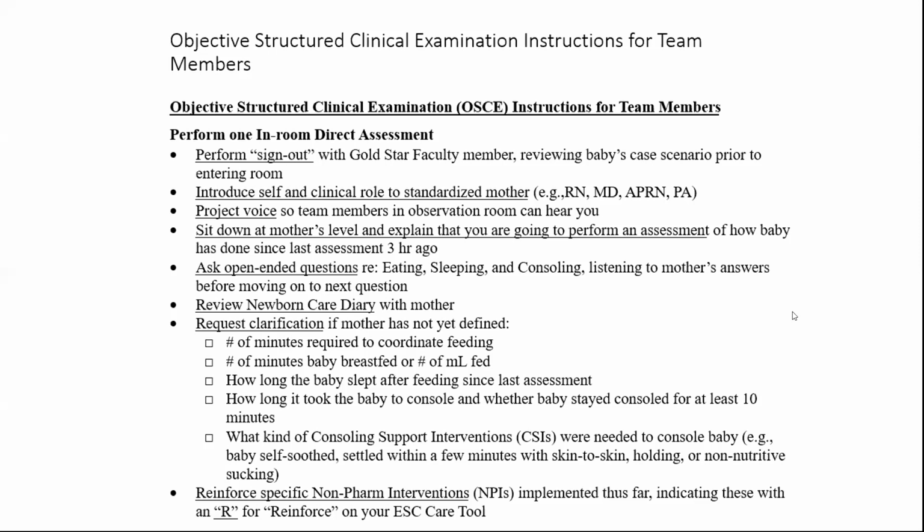So when you first meet, we'll perform a sign out, meaning we're gonna give you a little bit of a brief history before we go into the sim lab. We'll tell you about the baby scenario and stuff, very much like the case 1 through 4 that I gave you in your left side of your handout. It's always important to introduce yourself to the parent, of course, and you do that day to day when you first come on your shifts, and your clinical role to the mom.